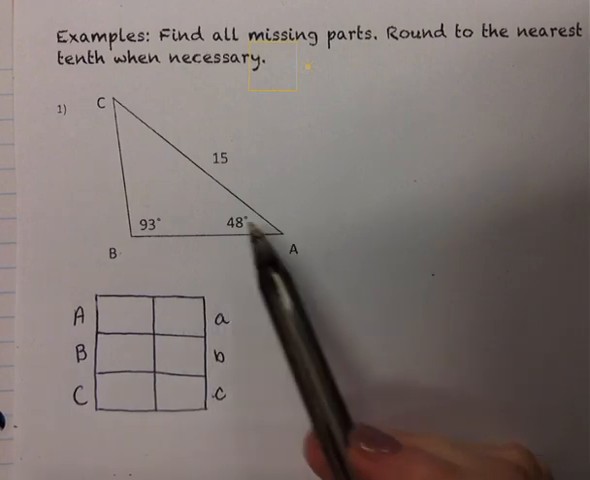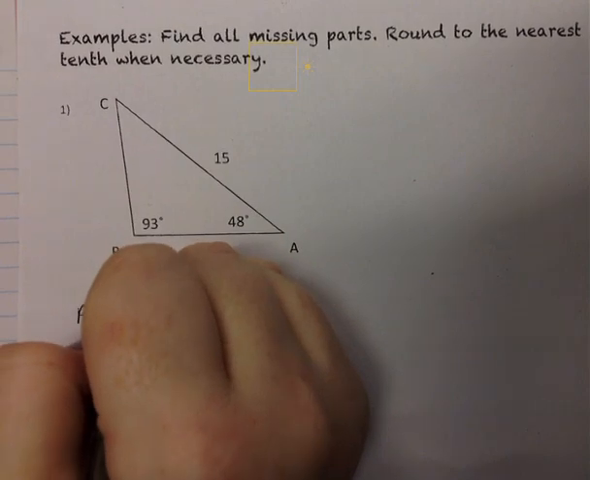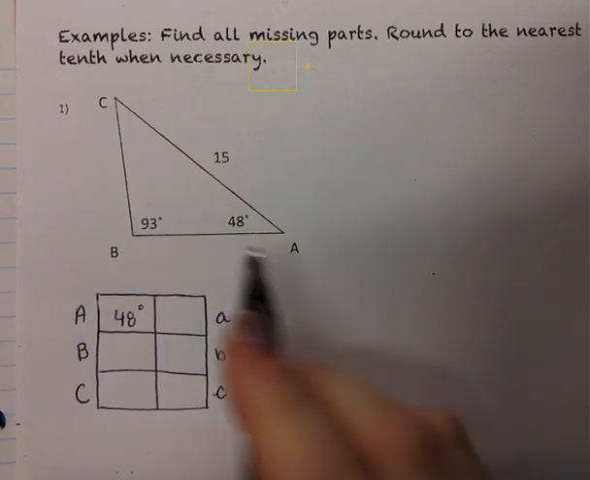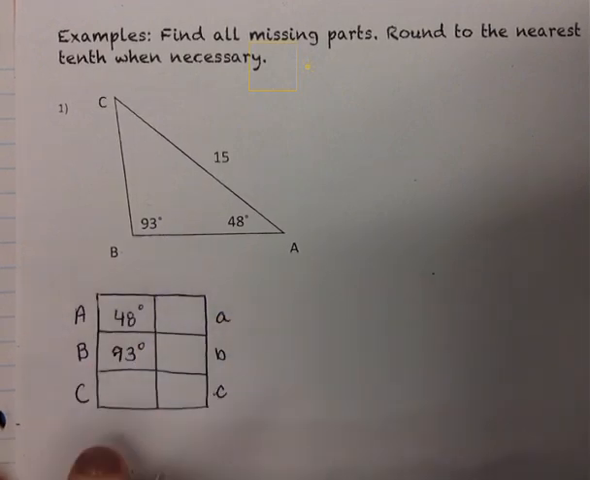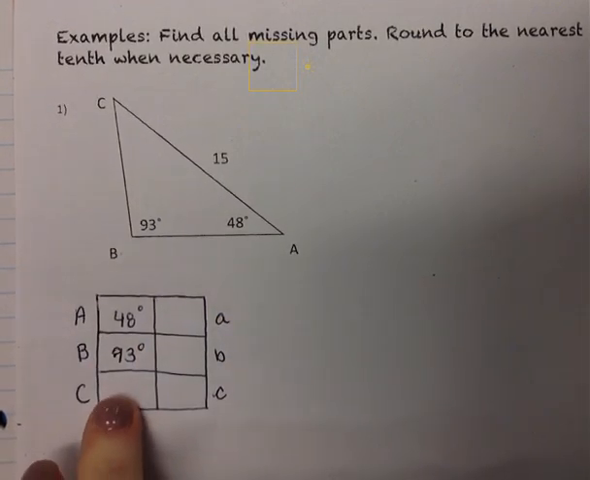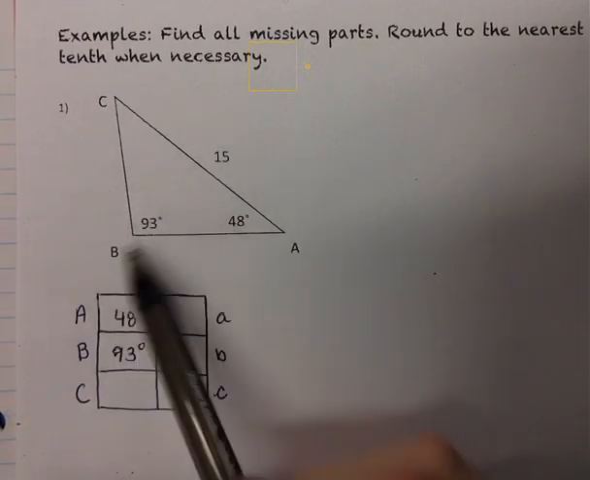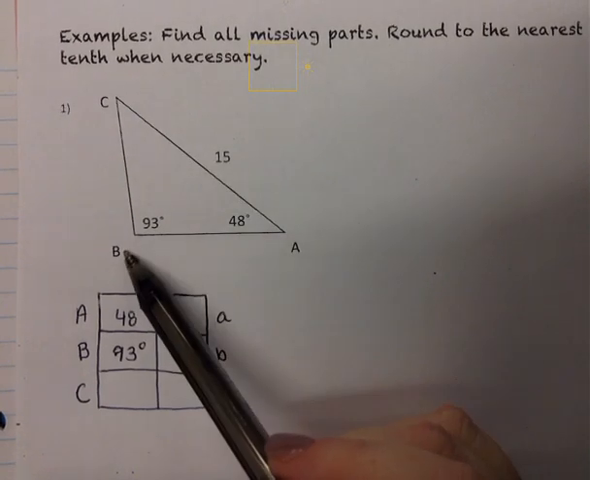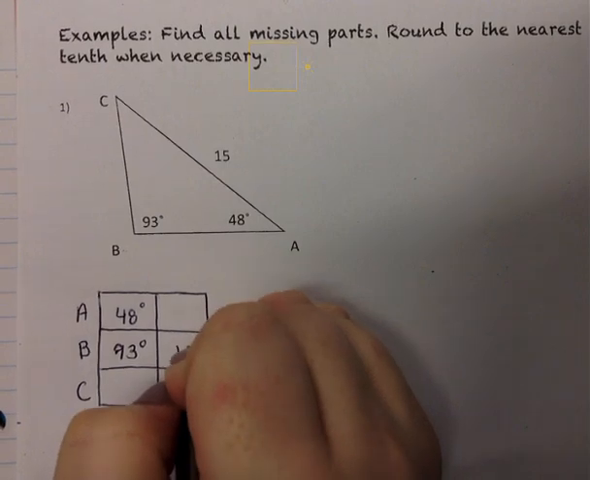So I have big A is 48 degrees, so I can put that inside of here, 48 degrees. I also have big B is 93 degrees. And I am not given angle C, but I can go ahead and find that, and I'll do that in just a second. So I also have, if I look on the triangle, I have 15, which is opposite of big B, so 15 is little b. So I can put 15 in the little b.